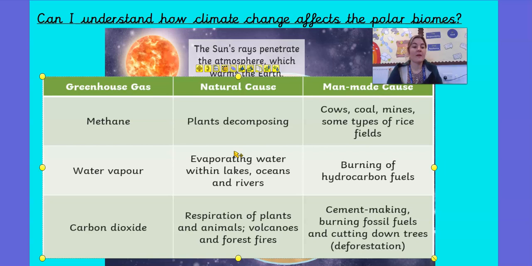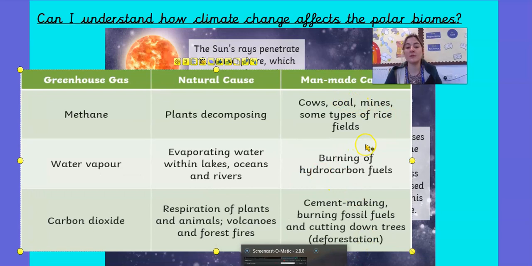And last but not least, we've got carbon dioxide, which is the air that we breathe out. Now plants breathe that in and produce oxygen, but the respiration of plants and animals does add to the carbon dioxide that goes into the atmosphere. There are also natural causes such as volcanoes and forest fires. If you've got lots of trees burning, that is going to release a lot of CO2 into the atmosphere. Obviously, these are things that we can't help because they're natural, but they're just adding to climate change.